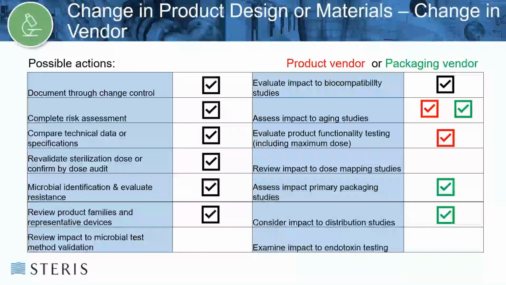Assessing appropriateness of product for inclusion of a product family as detailed in section 4 of ISO 11137-2. And then additional considerations outside of the irradiation validation is to consider the impact, if we're considering a product vendor change, to functionality of that device as well as aging. If it's a packaging vendor, considering the packaging testing, distribution, and aging. And also to consider the impact to biocompatibility testing.